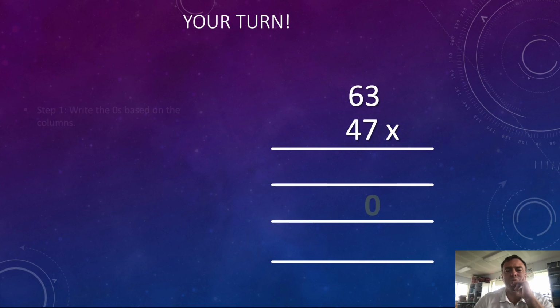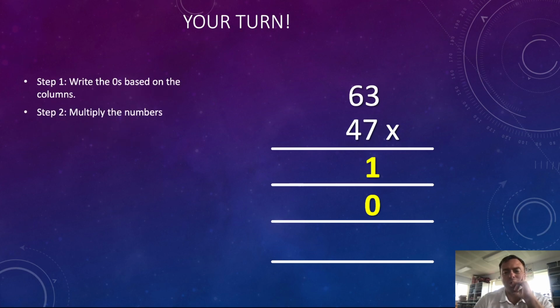Cool. So the first thing is you should write the 0 in. Then you go through and multiply numbers. So 3 times 7 gave you 21. So you put a 1. Then carry the 2, so we carry the excess.